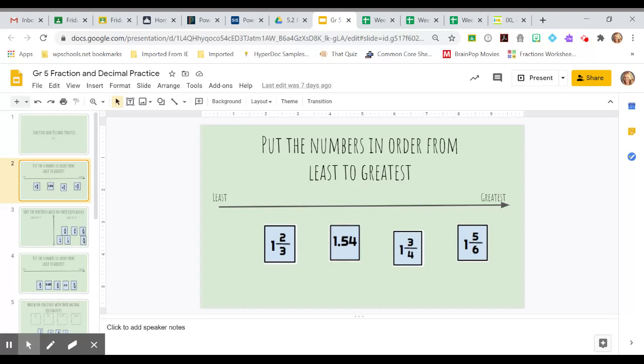And I know that, let's see here, I have 1 2/3, 1 54 hundredths, 1 3/4, and 1 5/6. So I'm going to change 1 2/3 to a decimal, and I'm going to change that to 1 66 hundredths. And I'm going to change 1 3/4 to 1 75 hundredths.